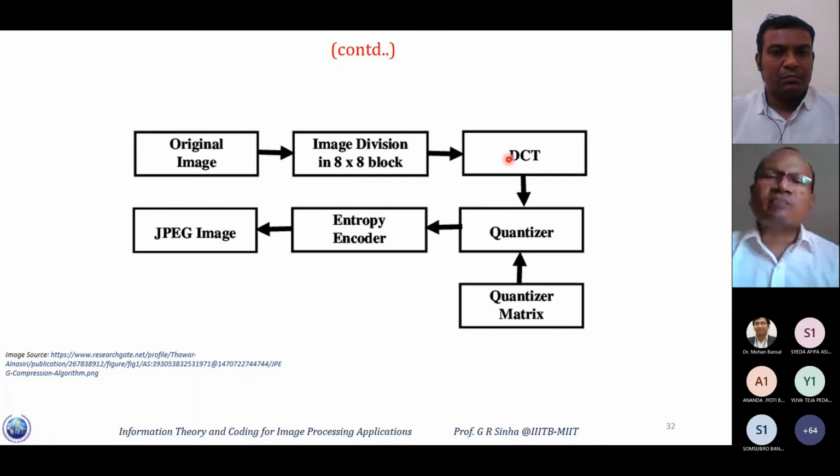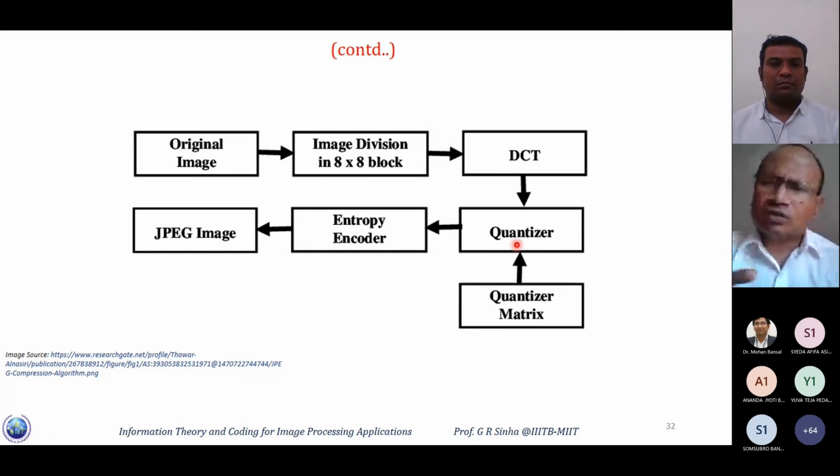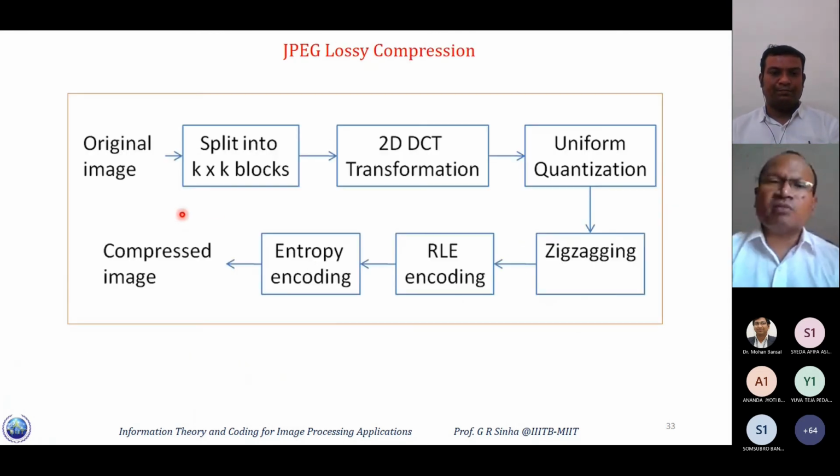Then what is the next step? The next one is calculating a certain transform, for example DCT. Then you quantize. You all know the reason why quantization is used: to approximate so that you can calculate entropy and apply your encoding. And finally, you get the compressed image.